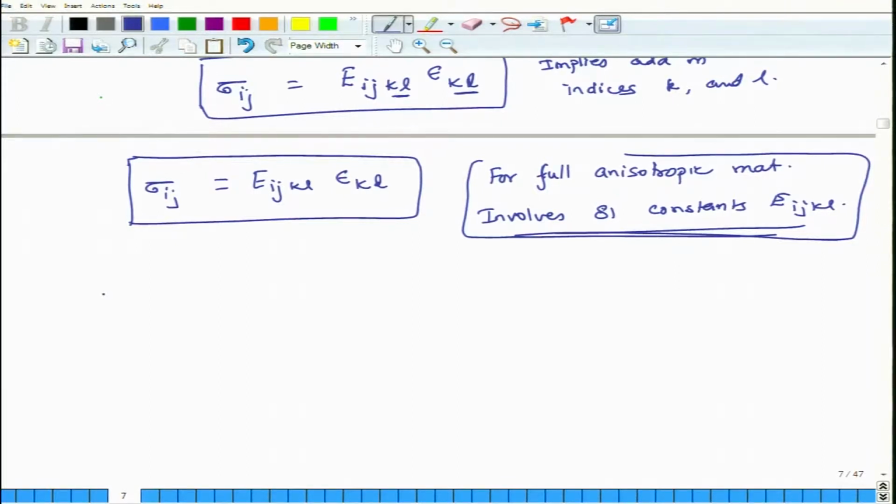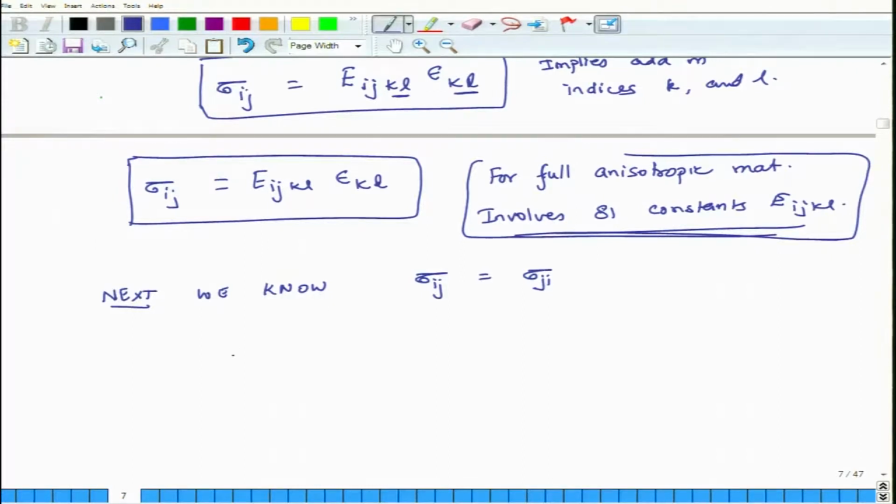Next, we know, what do we know? That sigma ij equals sigma ji.